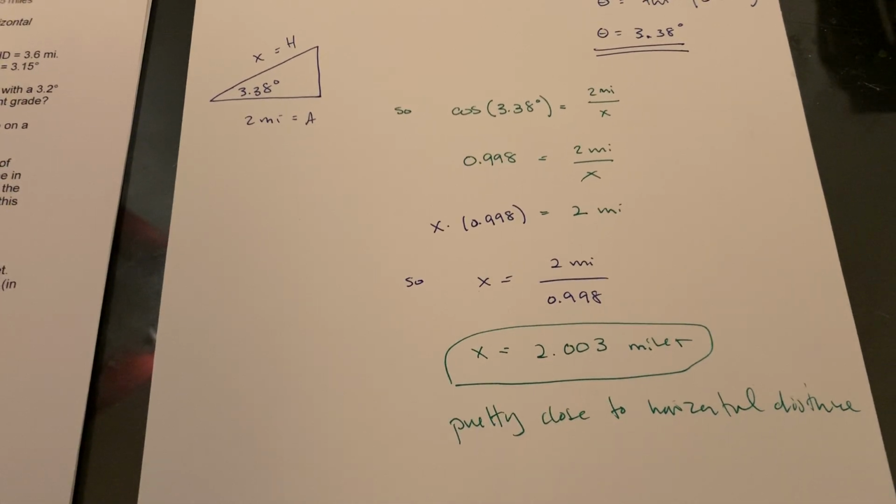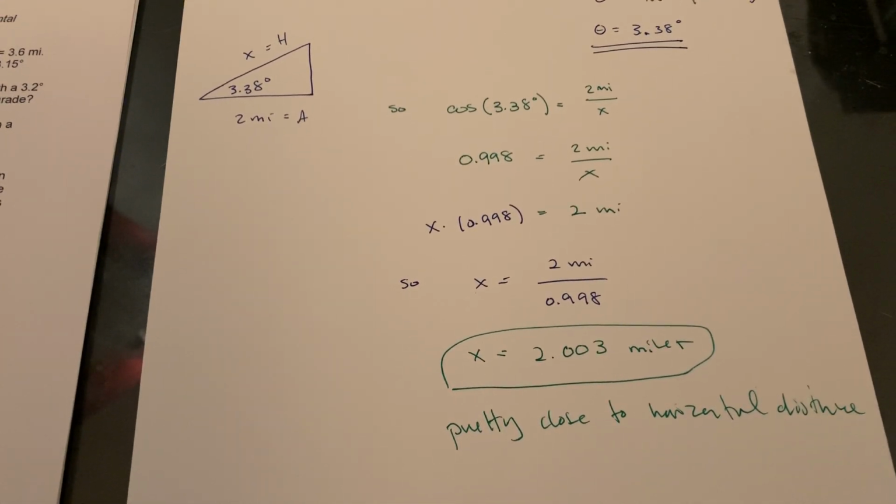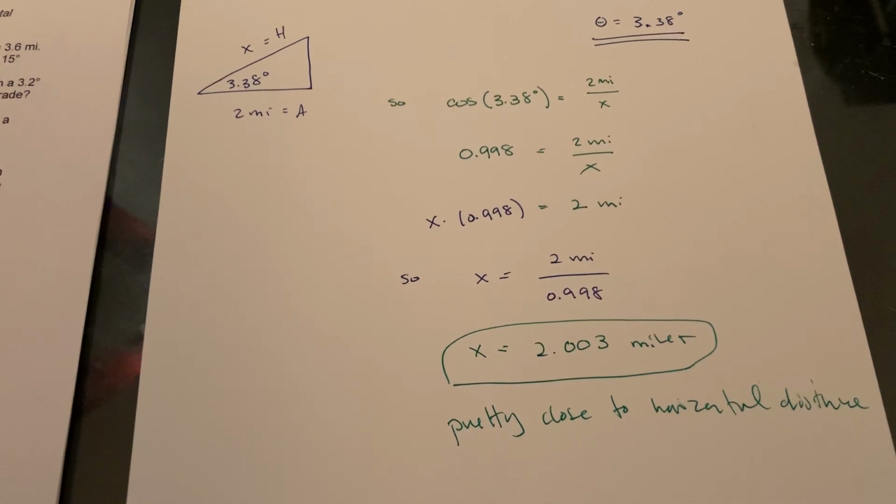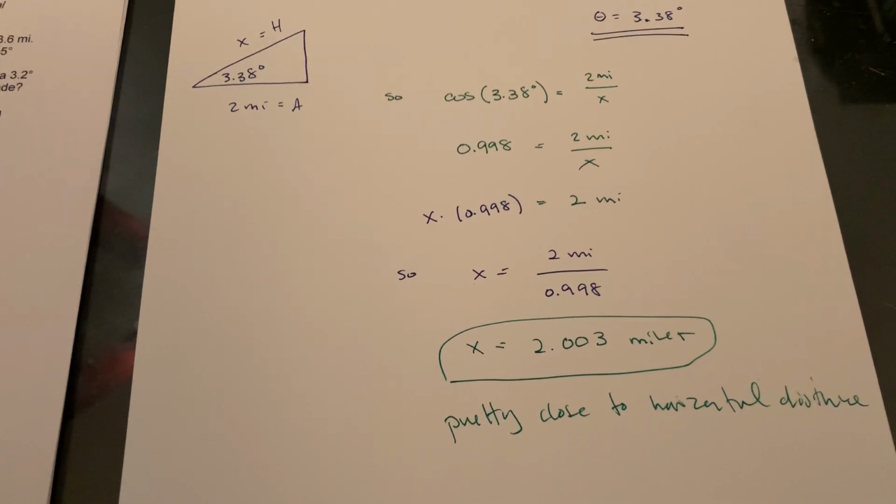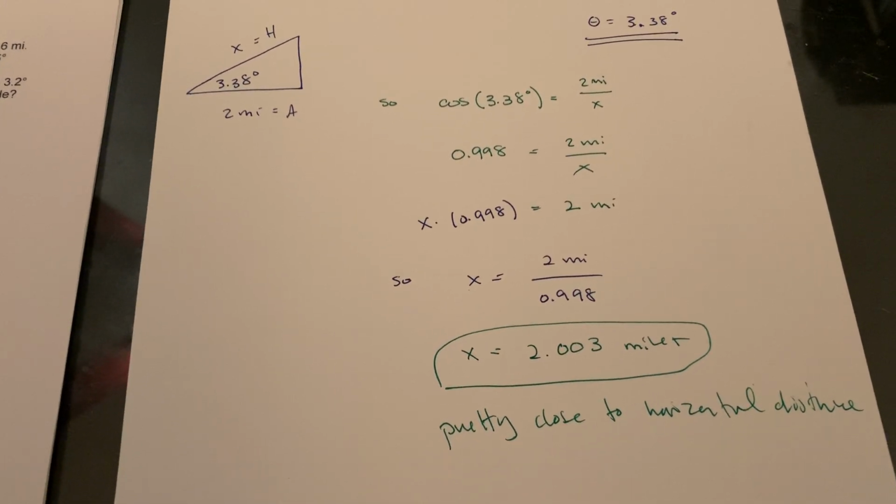Anyway, that's the end of skill 16, using this angle of elevation and all this percent grade stuff. There you go. Driving over the hills, getting some measurements.